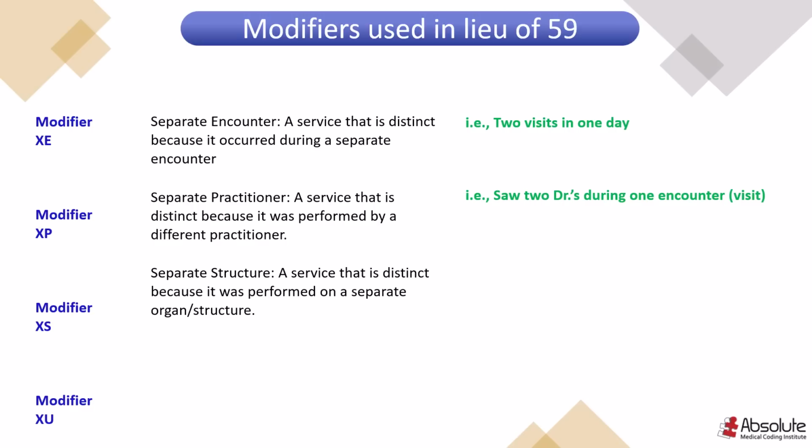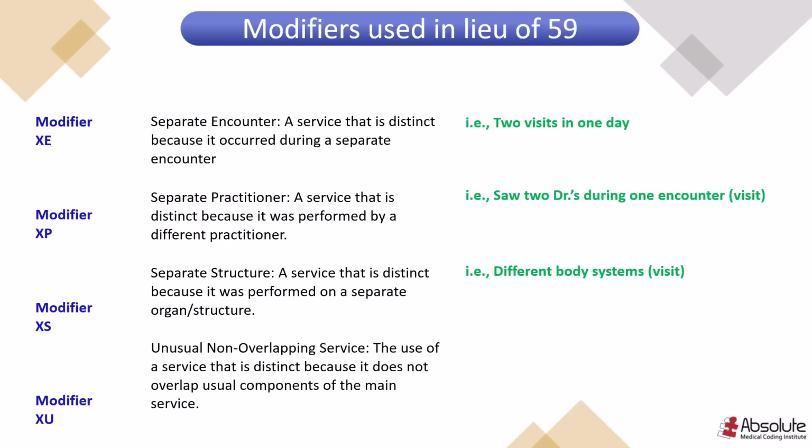Now, modifier XS. This is separate structure, a service that's distinct because it was performed on a separate organ or structure, a different body system. They came in, they had different procedures on different structures, or the same procedure on different structures. You use modifier XS. And finally, modifier XU. This is unusual, non-overlapping service. The use of a service that's distinct because it does not overlap usual components of the main service.